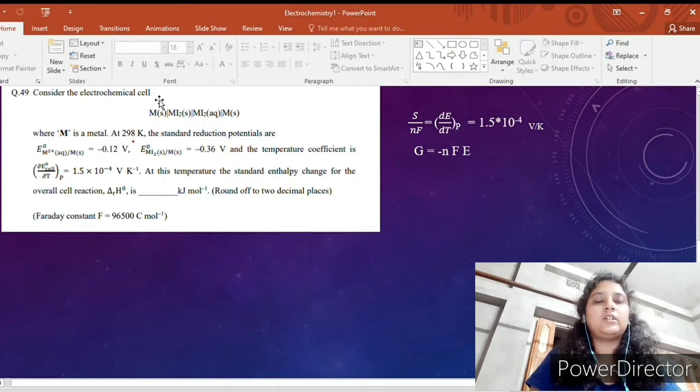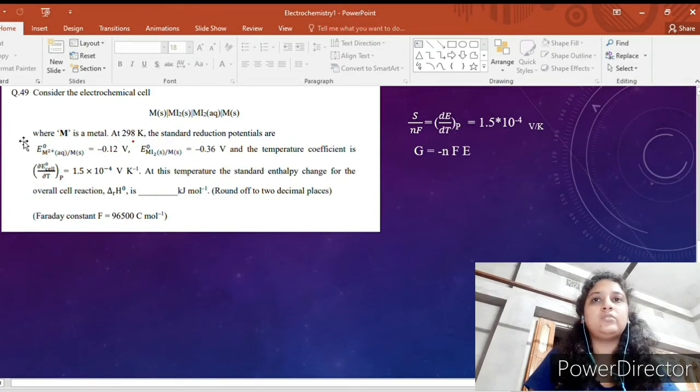You may have some doubt that both half cell reactions are the same in this cell, so why will the cell potential be generated? Because you can see that here from M solid, M2+ solid is formed, but here the M2+ is in aqueous solution. The state of the M2+ is different, and that's why a cell potential is generated.